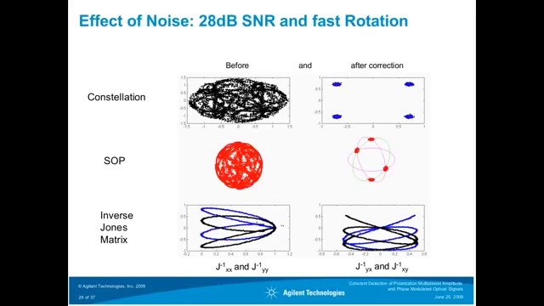Now if we add some noise to the signal, we still get a nice recovery of the constellation after the correction. We get a nice recovery of the state of polarization after correction, and we still have a very fast rotation of 25 megaradians per second, where in typical networks right now you would find only kiloradians per second. Again, we have basically the same estimation of the channel parameters, but there's of course some noise added to the parameters due to the noise of the signal.